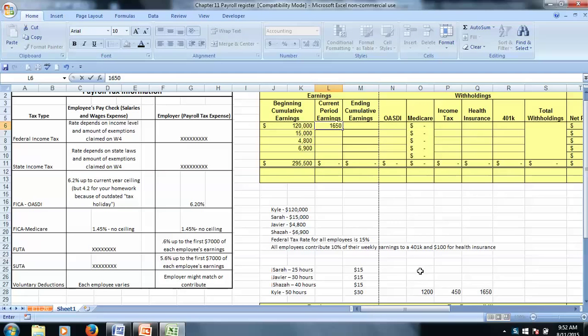For the other employees, none of them worked any hours over the standard 40-hour work week, so they will all be paid at their normal rate of pay. So the normal rate of pay for each employee was $15 times, in the case of Sarah, 25 hours, and we had Javier at $15 an hour times his 30 hours, and we had Shaza, who worked at $15 an hour times 40 hours, and there is Shaza's pay, and we can enter those amounts into our payroll register.